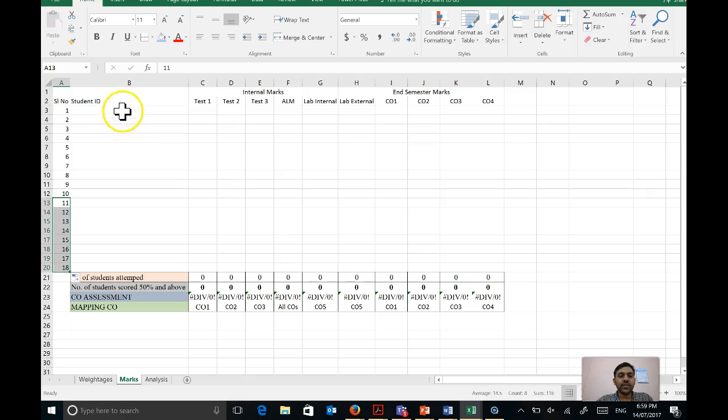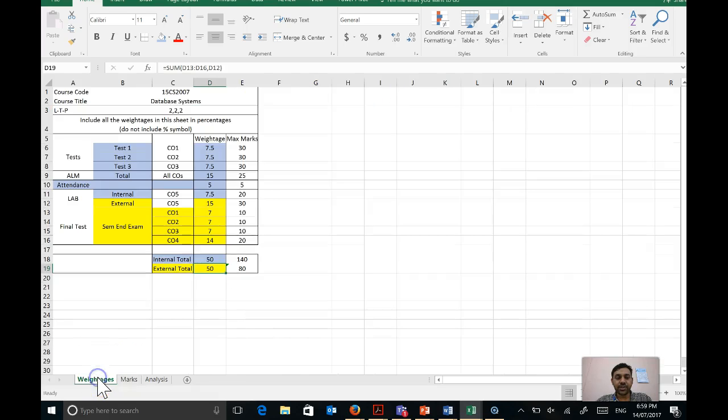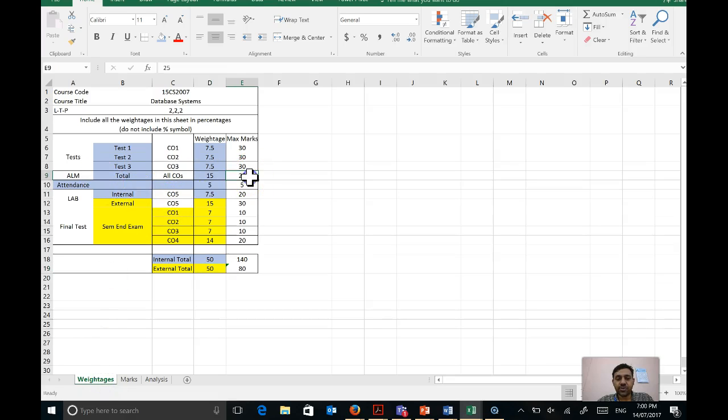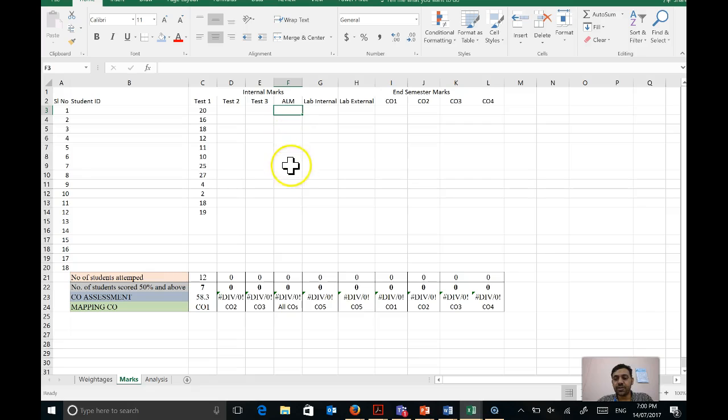Alright, and this is a column for the student IDs and here are the test 1 marks. So make sure you enter them based on the maximum marks you have indicated here. So you need to enter test 1, test 2, test 3 for 30 marks each. So enter the marks here, say 20, 16, 18, 12, 11, 10, 25, 27, 4, 2, 18, 19 and so on, right? Similarly for test 2, test 3, the ALM marks. Now ALM marks, we mentioned here that it's for a total of 25. So make sure you're putting the marks here for a total of 25.